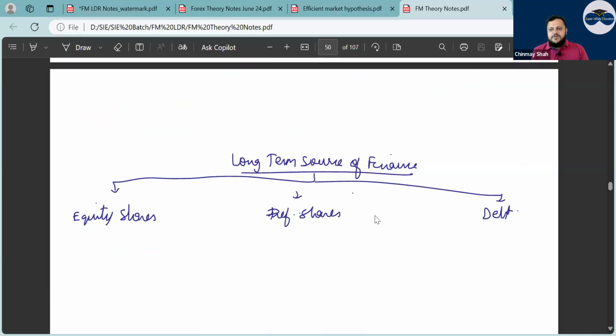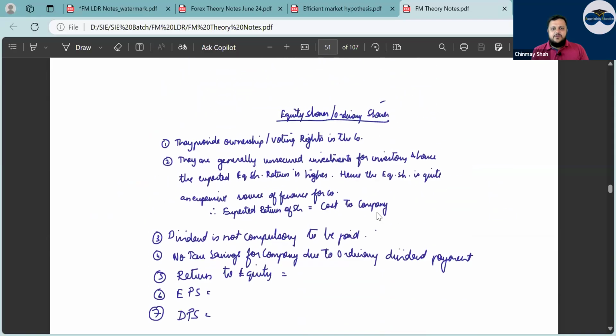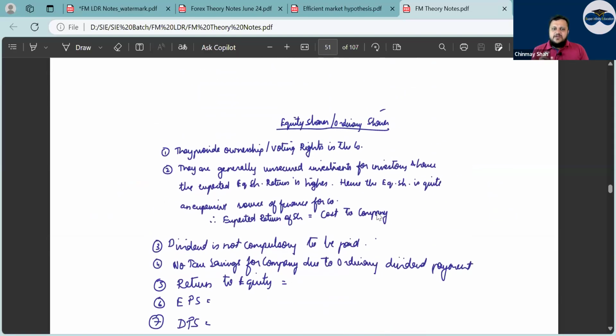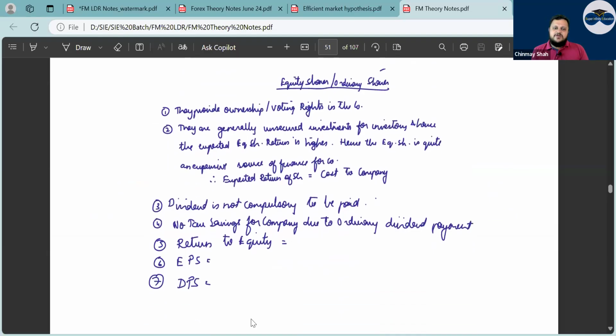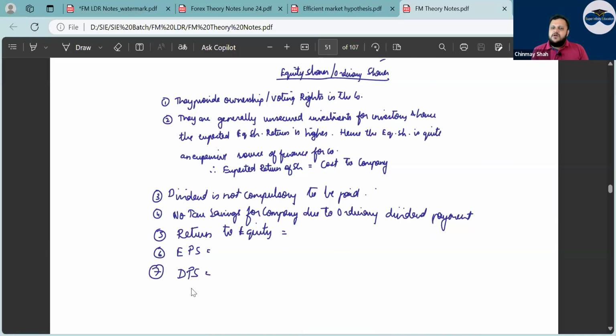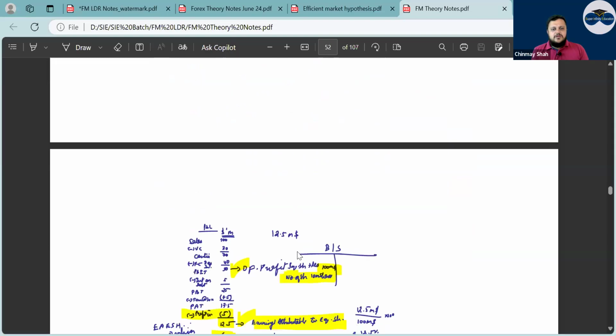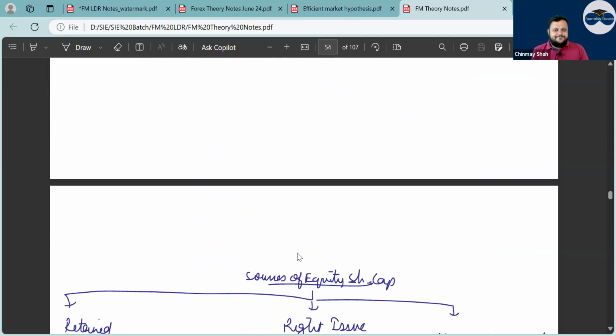Then in the long term, you have equity, preference share, and debt. Equity shares provide ownership or voting rights in the company, correct? They are generally unsecured investments, and they have the last preference in the case of liquidation. Equity gets the last paisa, correct? Dividend is not compulsory to be paid every year. Generally, they are more risky investments with higher return, and there are no tax savings on equity. The return on equity formula, EPS formula, and DPS formula we have done. I just told the students to reiterate the formulas.